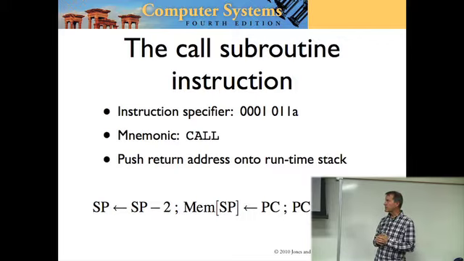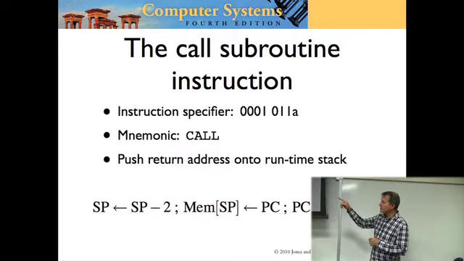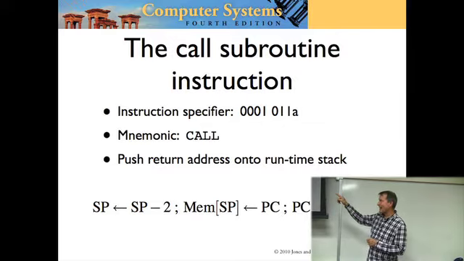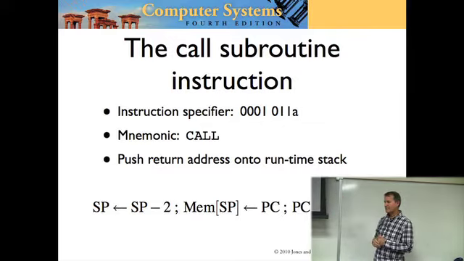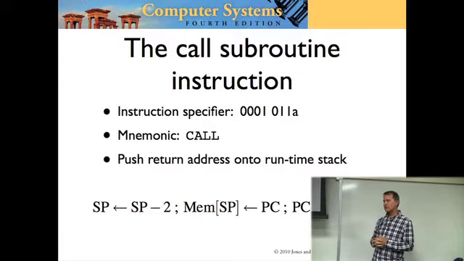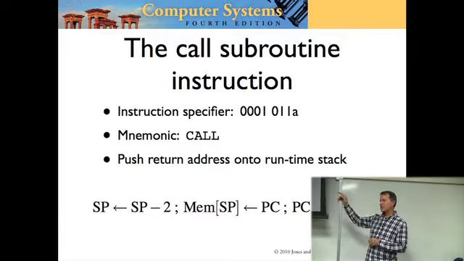Okay, and at the assembly language level, these are called subroutines. And here's the semantics of the call subroutine. You see that it has an instruction specifier of 0001 011A. So what do you suppose this A is? That's an addressing mode. Do you remember the addressing mode for the branch instructions? It was immediate or indexed. It's the same thing with this. This is like a branch instruction.